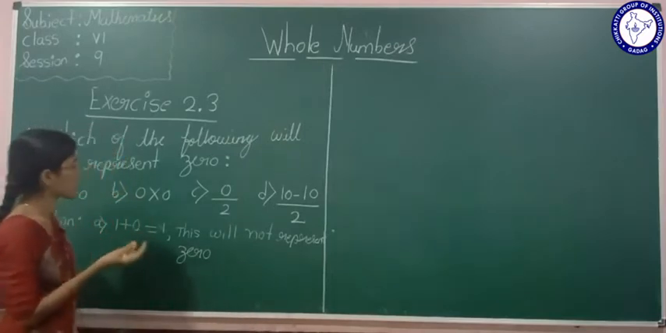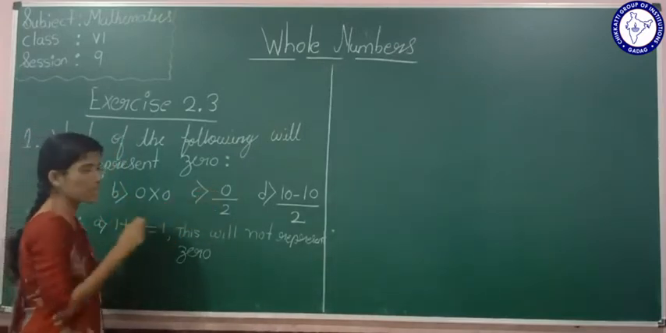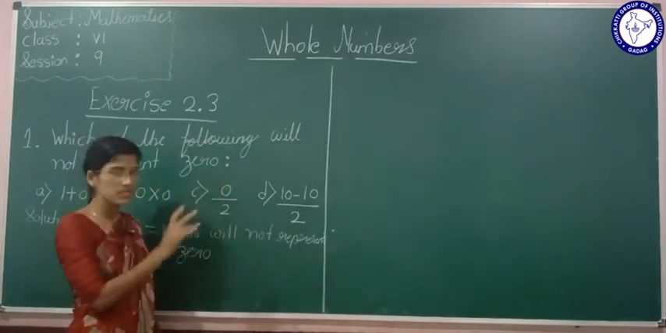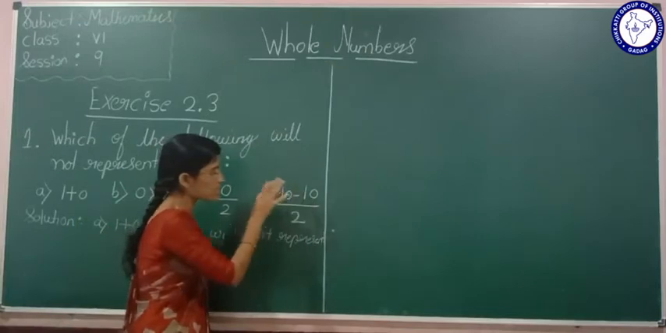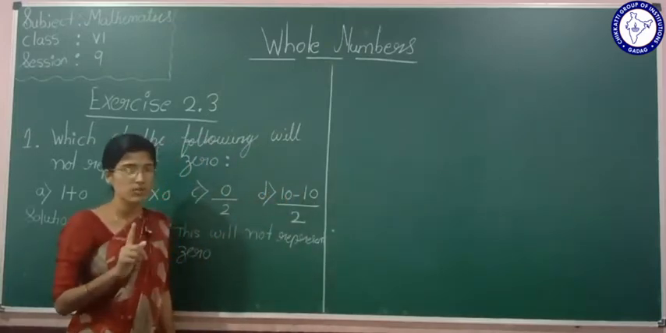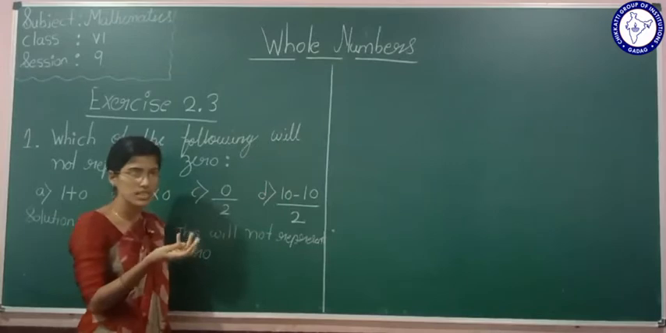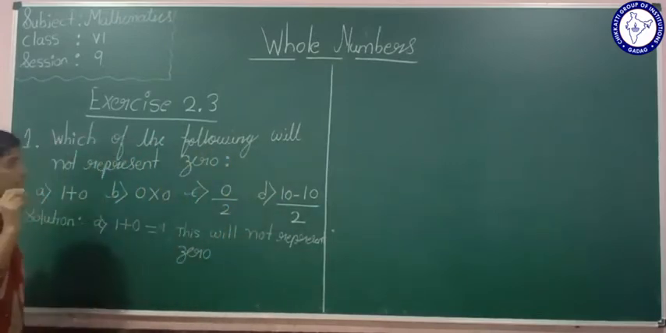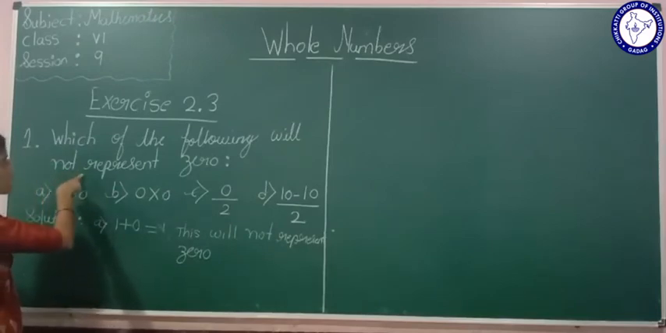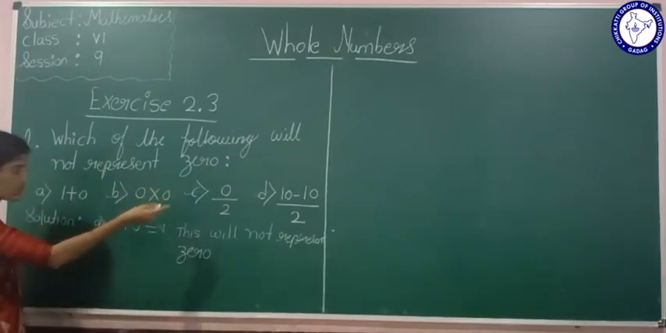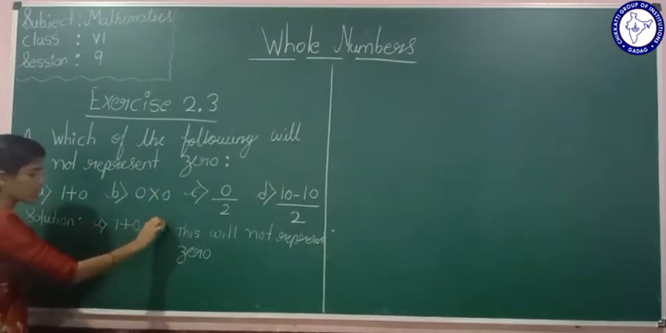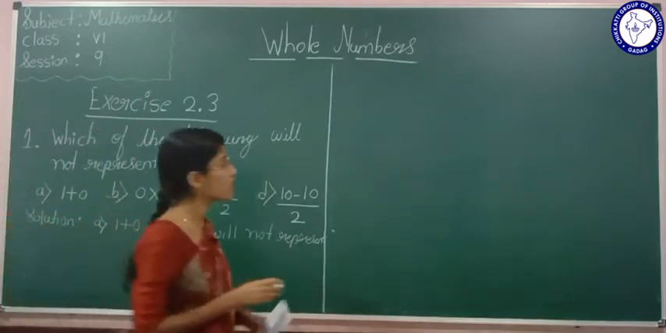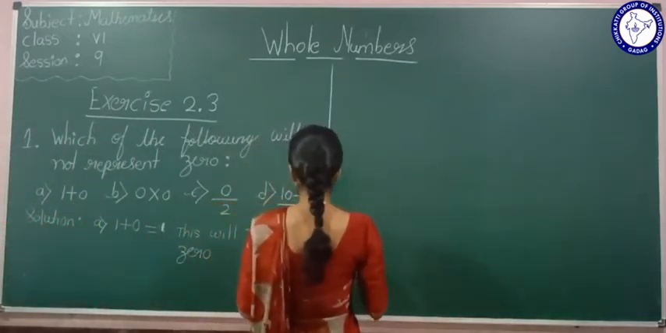Okay, next here, 0 divided by 2 is 0 only. This is also representing 0. 10 minus 10 is what, students? 10 minus 10 is 0. See students, these all are representing 0. But in question number 1, they asked which will not represent 0. So 1 plus 0 is 1. This is A, 1 is not representing 0. Okay, now we will go for the second question.